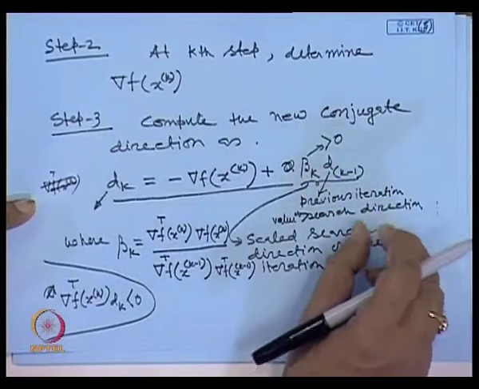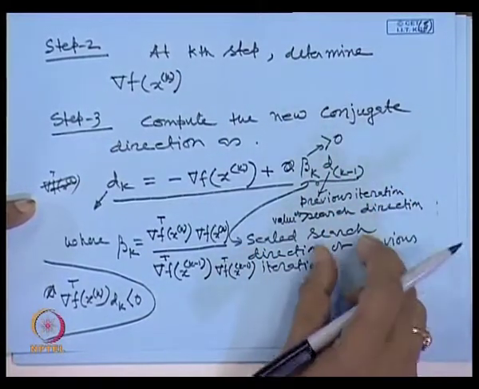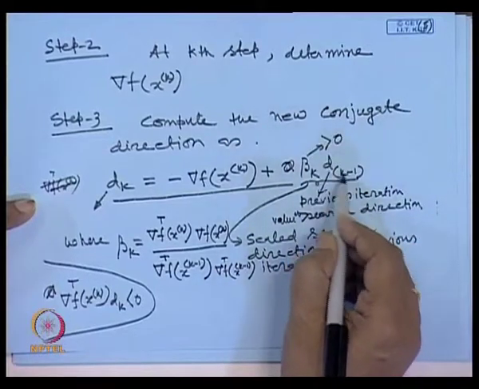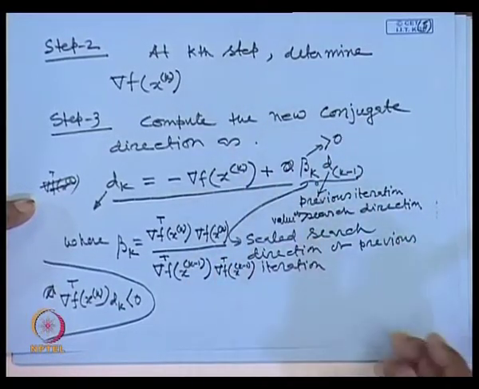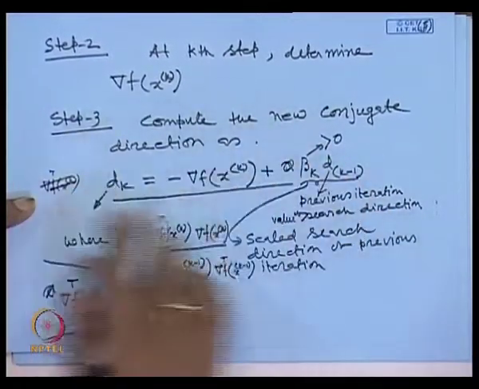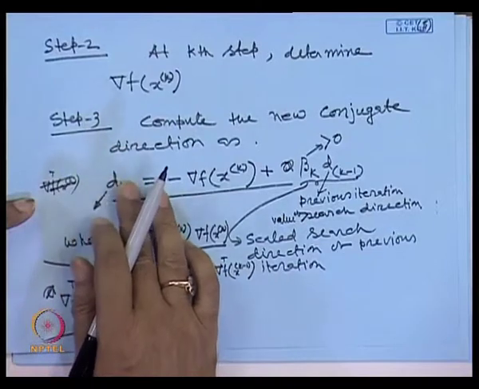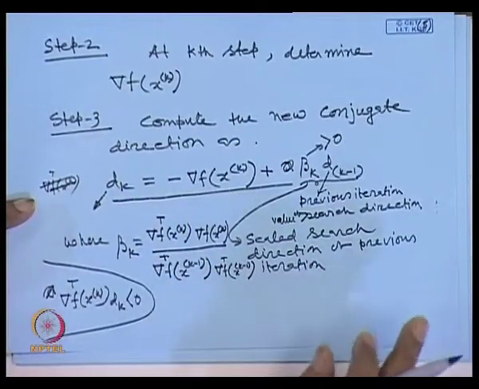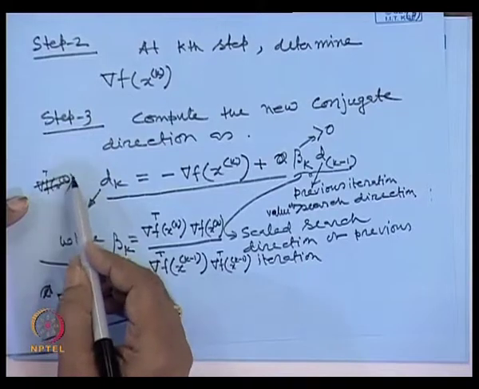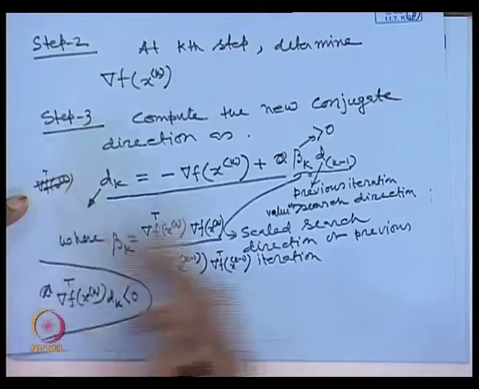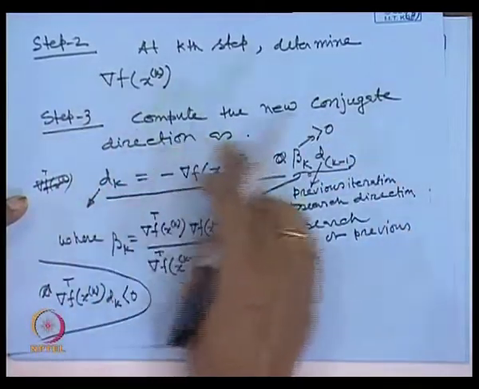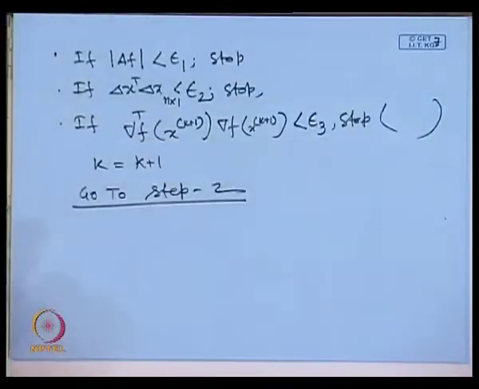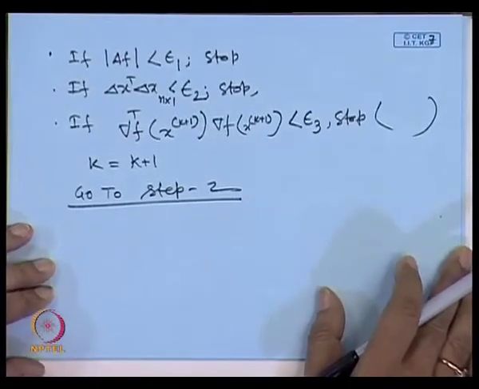In addition, we are taking the scaled search direction of the previous iteration, k minus 1, into account. This will ensure that if you move this way and reach the k plus 1 iteration, the function value will decrease from the function value at the kth iteration. As I told you, multiply both sides by the gradient of f transpose, and this expression will be less than 0. That is our necessary condition for descent directions.